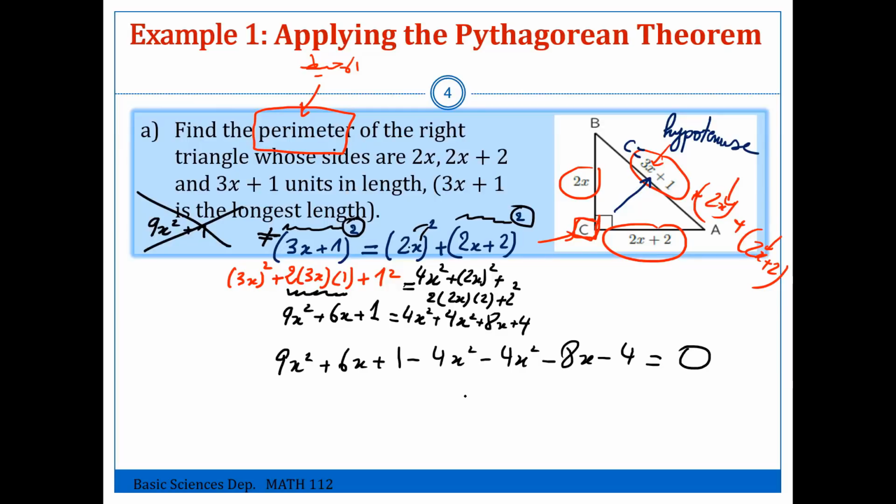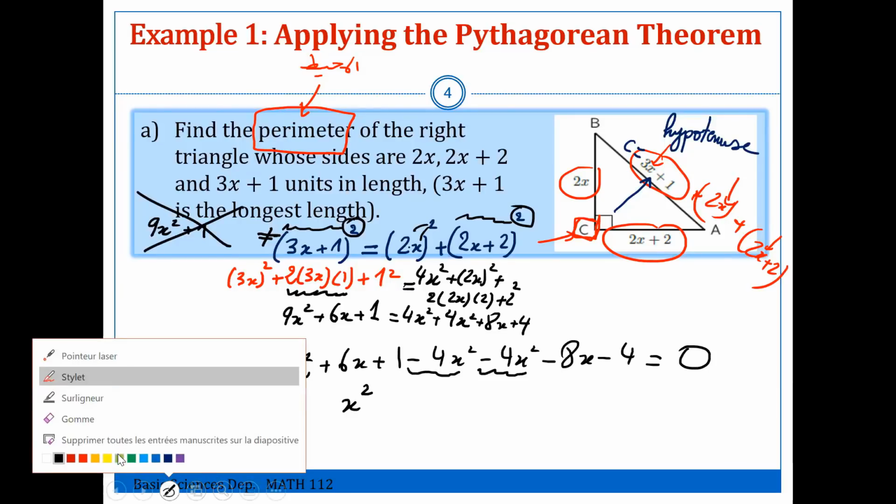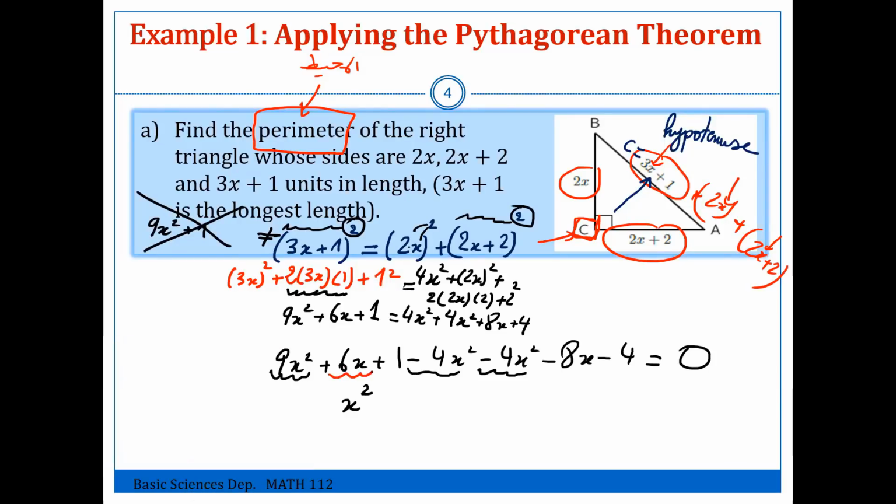Then we cancel, we collect like terms. Then in x squared, I have 9 minus 4, how much? 5 minus 4, 1. In x we have 6 minus minus 8, 2x minus 2. And for constants we have 1 minus 4, then minus 3.